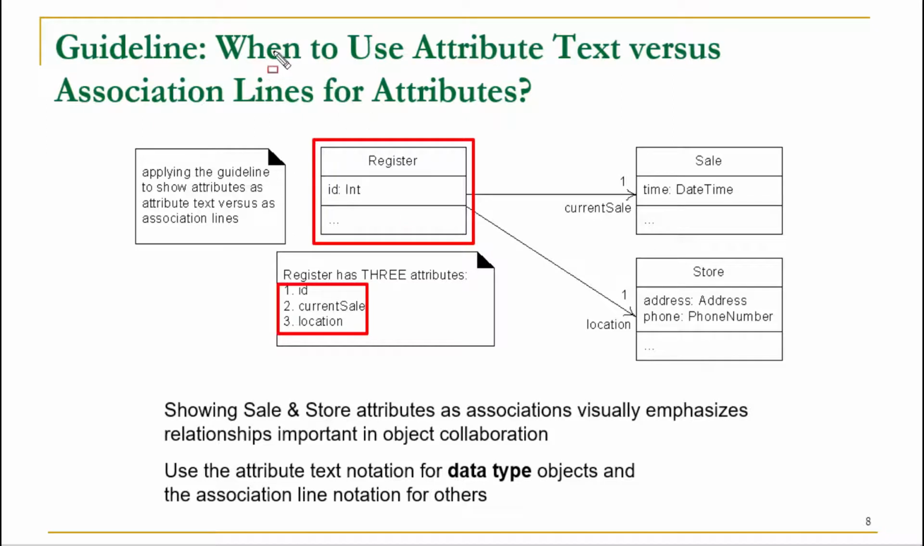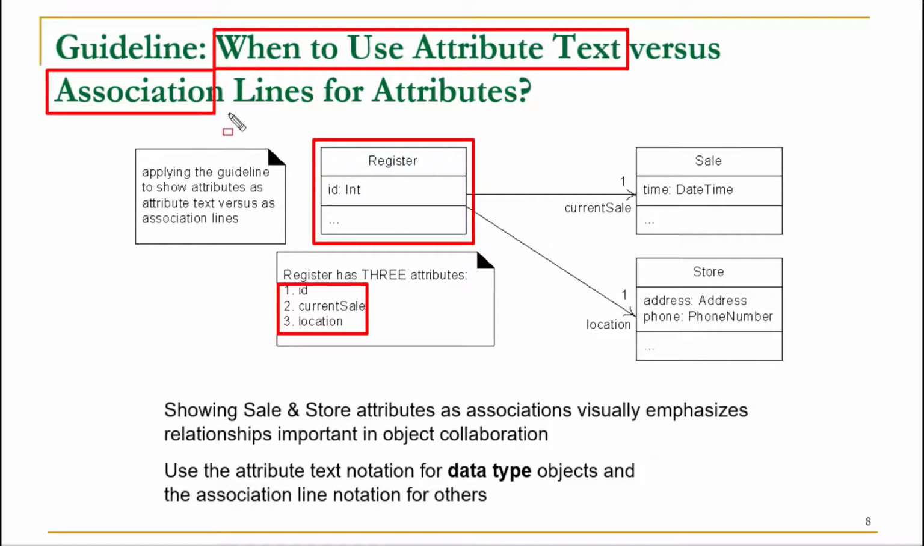So you must be asking when to use attribute text versus when to use the association lines while you're writing the attributes. The answer is very simple. Whenever you are working with simple data types or data type objects, you can go for attribute text notation, while for all other situations you can work with association line notation.